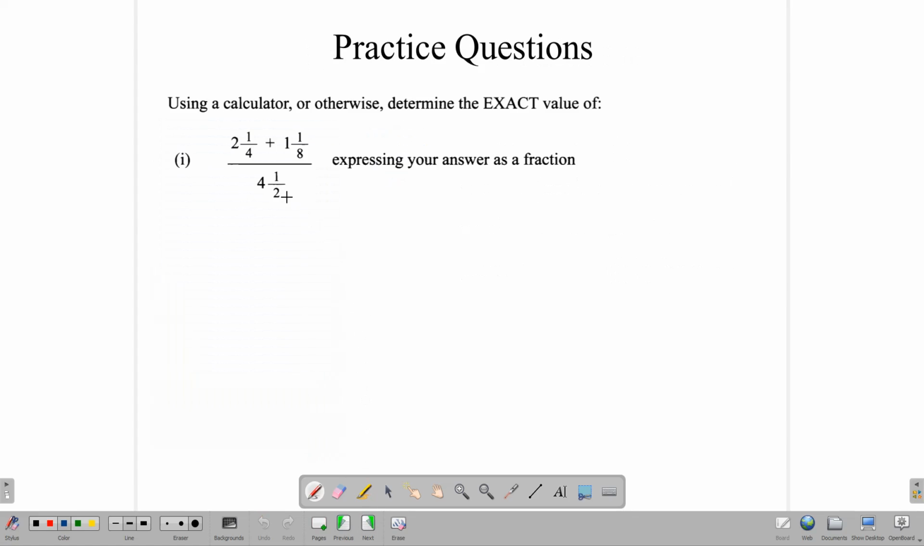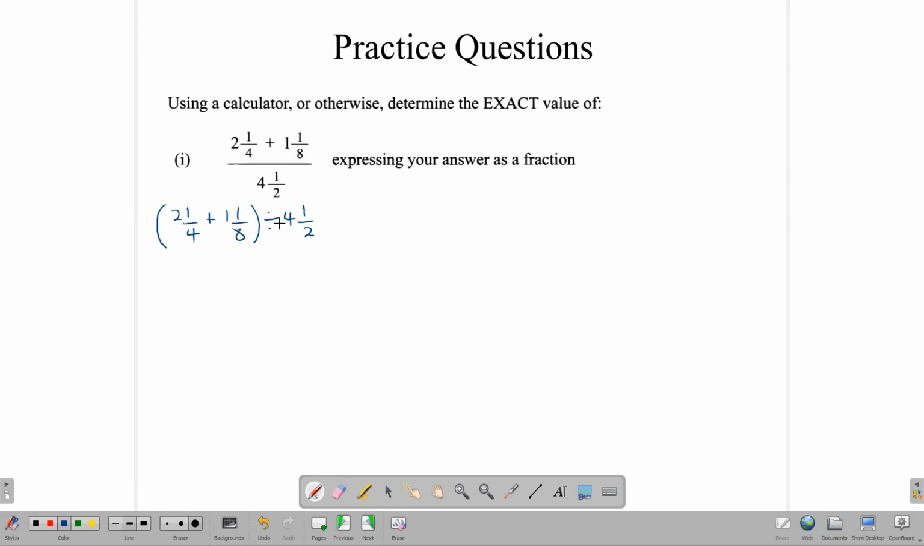Let's look at some of the questions though relating to fractions. Here's one that says using a calculator or otherwise, which means that you could simply type it in your calculator, show the working just the same, and get your answer. Now it says 2 1/4 plus 1 1/8, and that divided by 4 1/2. And notice that this line in the middle here is acting as a fraction, as a division line. So the first thing we want to do is to rewrite this question. So let us rewrite it as (2 1/4 plus 1 1/8) divided by 4 1/2.